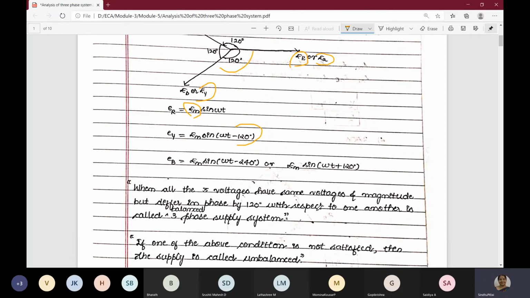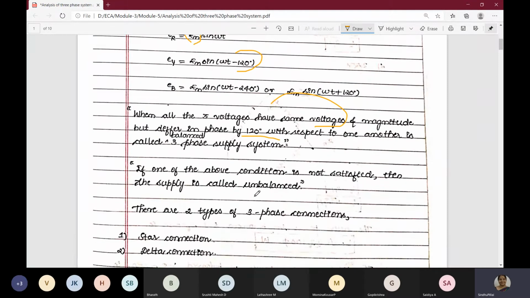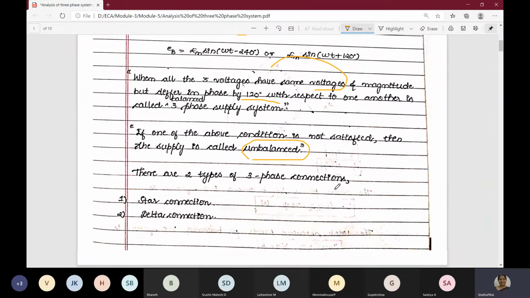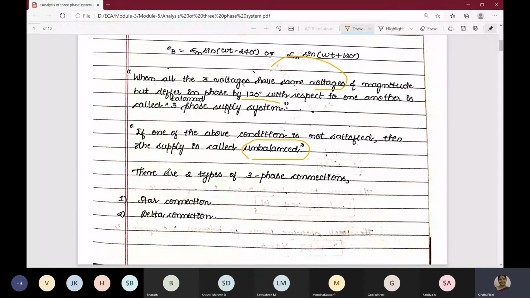If one of the above conditions is not satisfied, see what we are telling: all the three voltages have same magnitude and differ by 120 degree with respect to one another. So if voltages are not same, or if the angle is not 120 degree, if any one of the conditions is not satisfied, then we call it as unbalanced. Both the conditions should be satisfied for balanced. If any one is not satisfied, then we call it as unbalanced. So that is one definition.